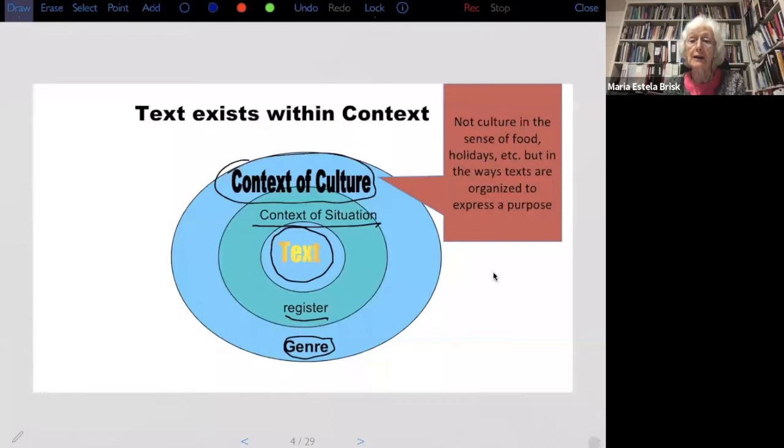And I always clarify when we talk about culture, it's not about food or clothing or whatever, it's how the culture expresses meaning through language. And in the case that I'm talking about now, it is through writing.